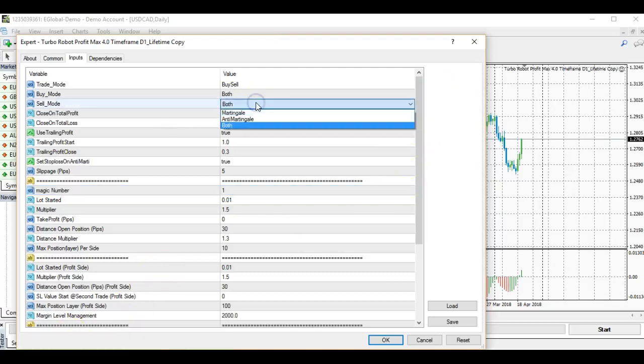Next is the sell mode. So you have a buy mode and you also have a sell mode. It's the same thing, just on the opposite side.